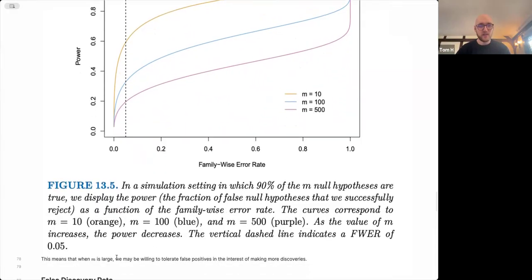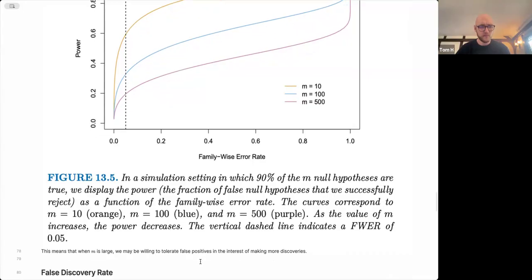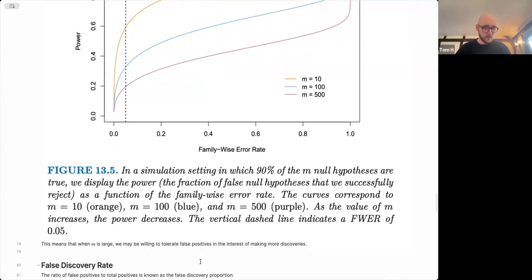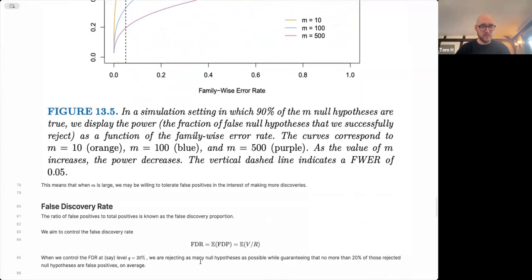So if M is very large, we should be willing to tolerate false positives in the interest of making more discoveries. So you're trying to be less conservative, because otherwise you'll just basically remove any positives whatsoever. And so rather than looking at the family-wise error rate, we look at the false discovery rate, which is the ratio of false positives to total positives. So it's the number of mistakes you're willing to make in the interest of keeping in the good results.